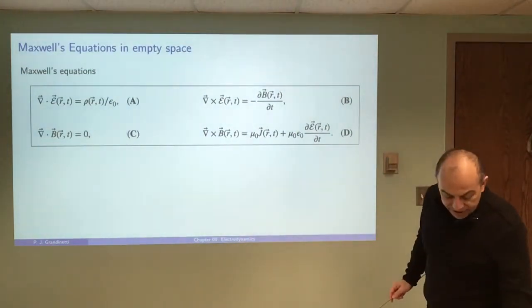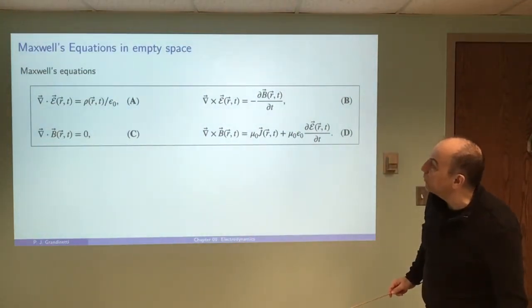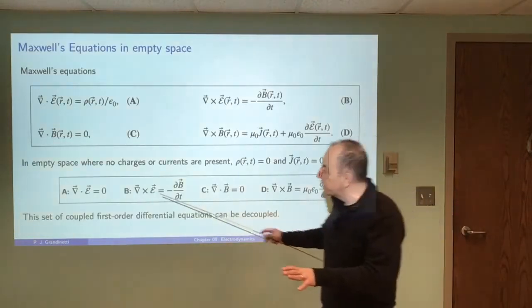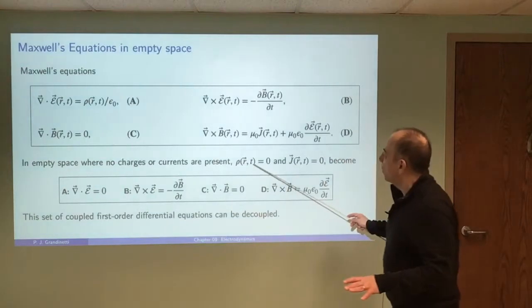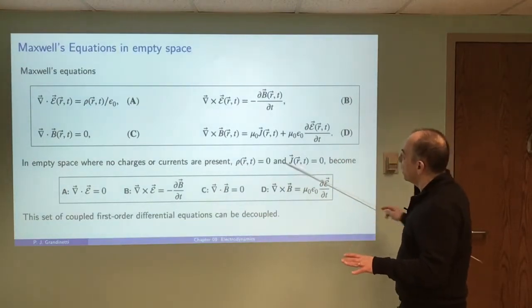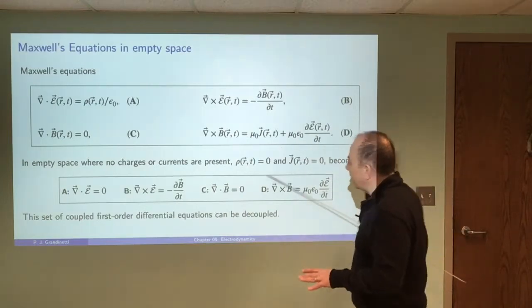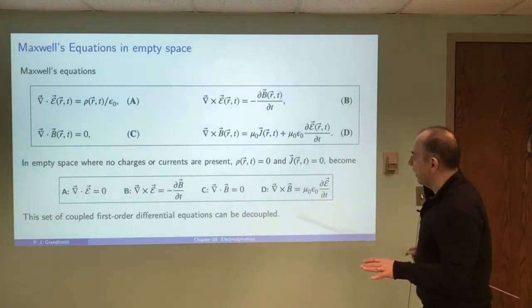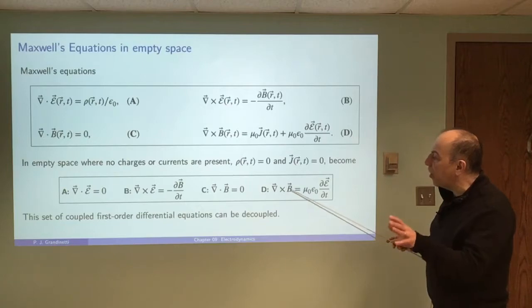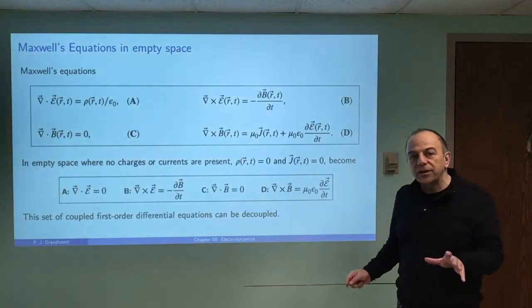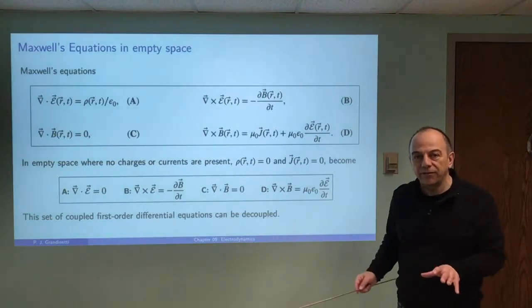Let's look at a simple case where we remove all of the charge and the currents that are present. In other words, let's go into empty space where there's no current and no charge present, and these equations simplify down to these equations here. And what we have are first order differential equations involving electric field vectors and magnetic field vectors.